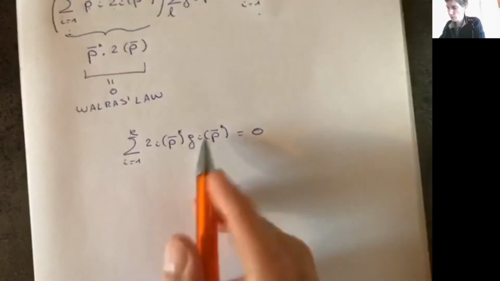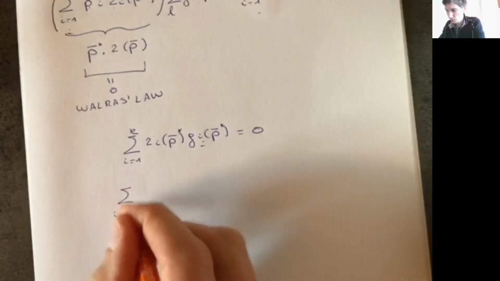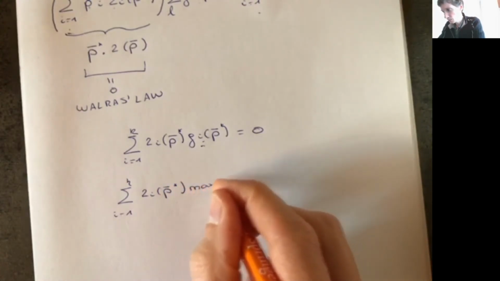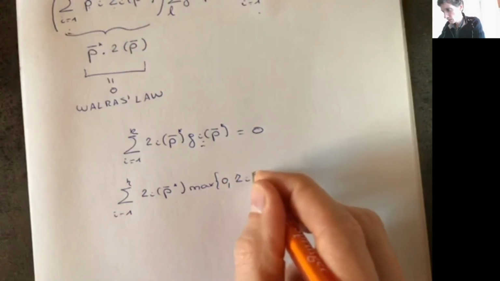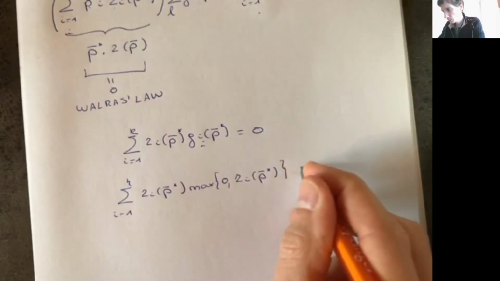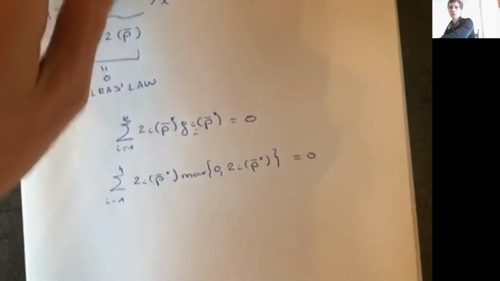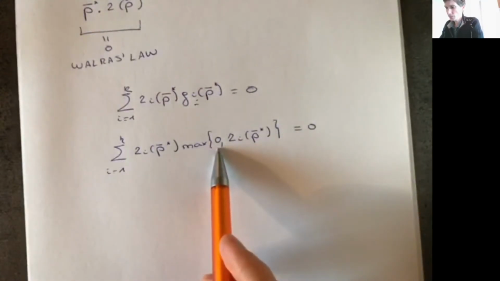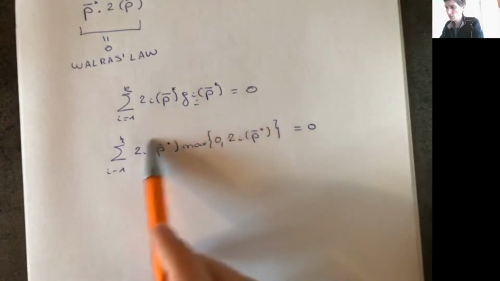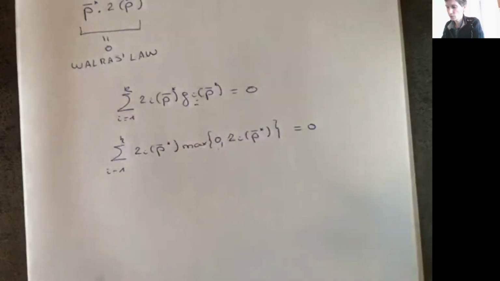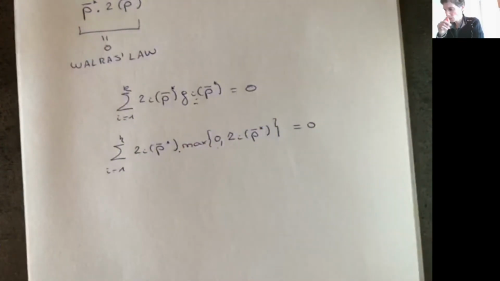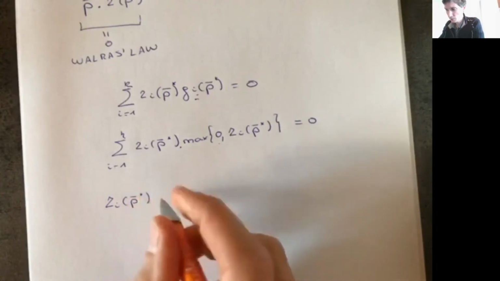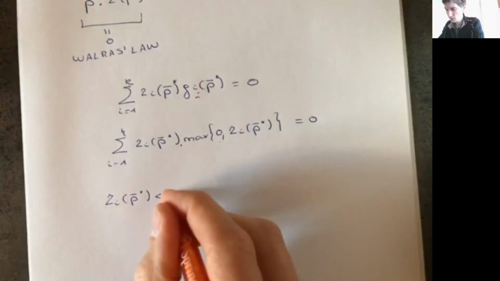So recall what this was. You have the sum from 1 to k of z_i(p star) times the maximum of 0 and z_i(p star) is equal to 0. And we're almost there. Trust me. So let's see what happens with all these terms. This is the product of two numbers. So what if z_i(p star) is strictly negative?